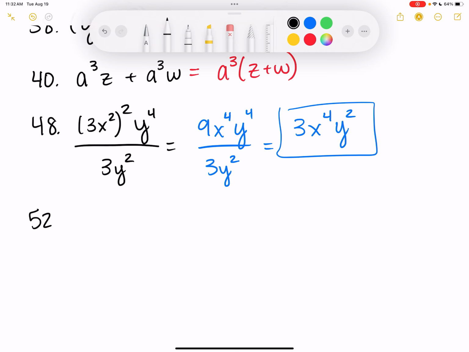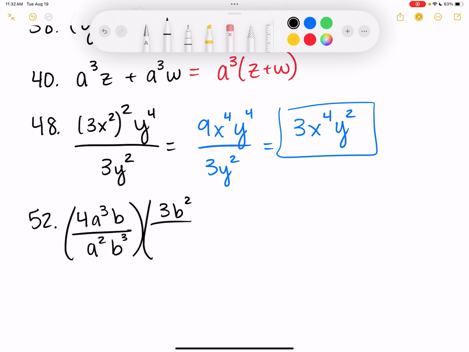52: in parentheses 4a cubed b over a squared b cubed, and then another parentheses 3b squared over 2a squared b to the 4th. So take a minute and do this one on your own, and then we'll go over it and see if we remember all of our rules of exponents.